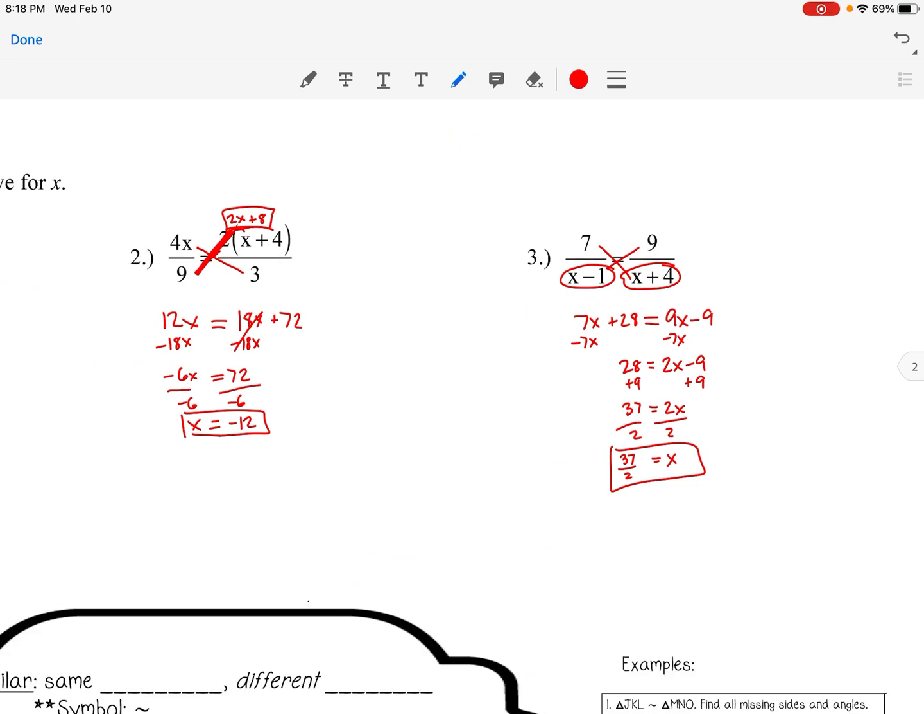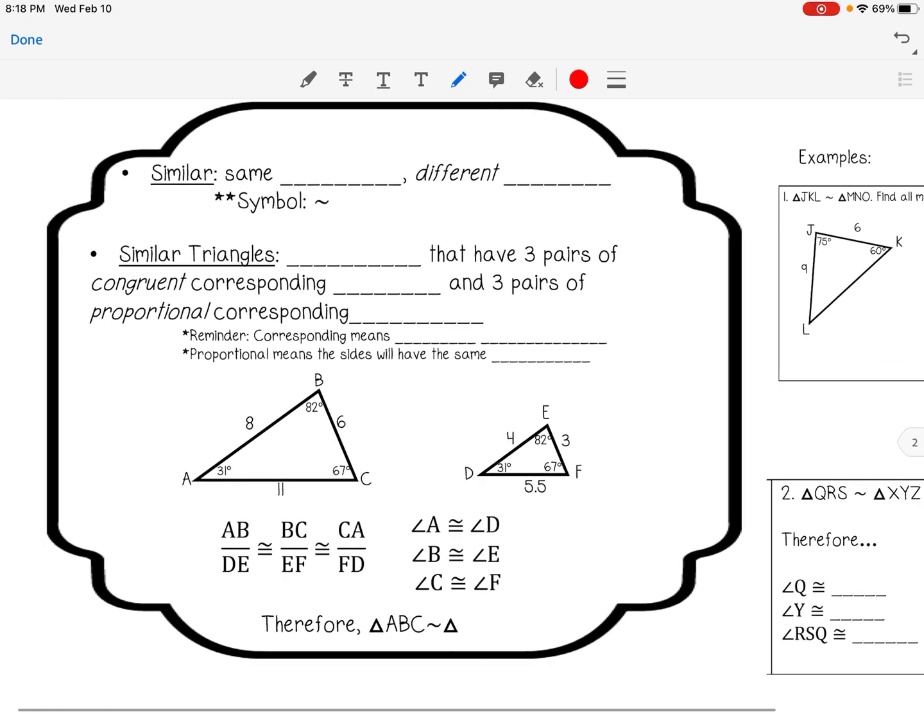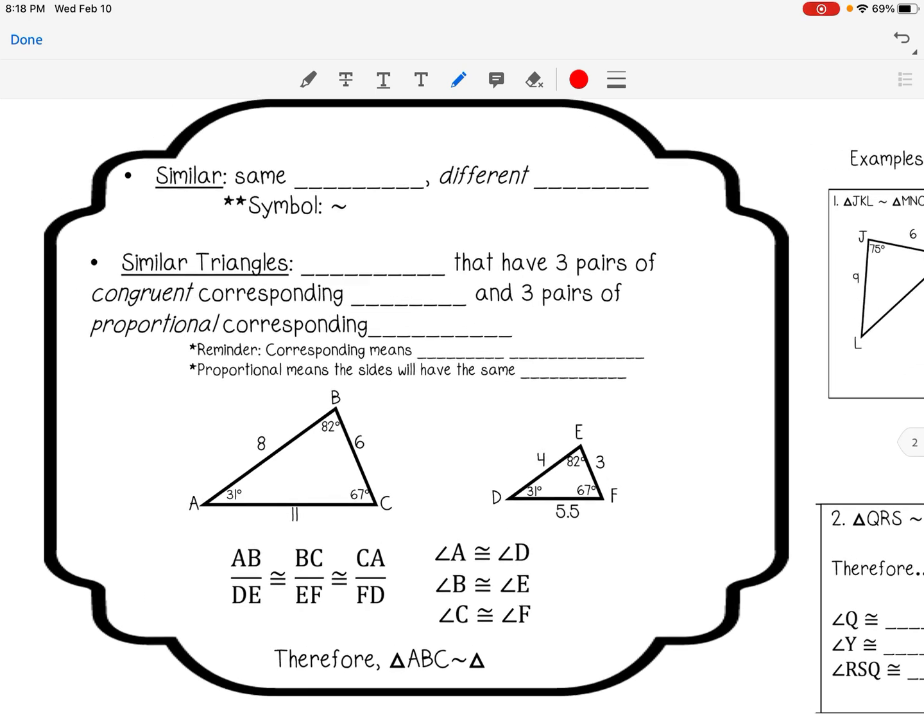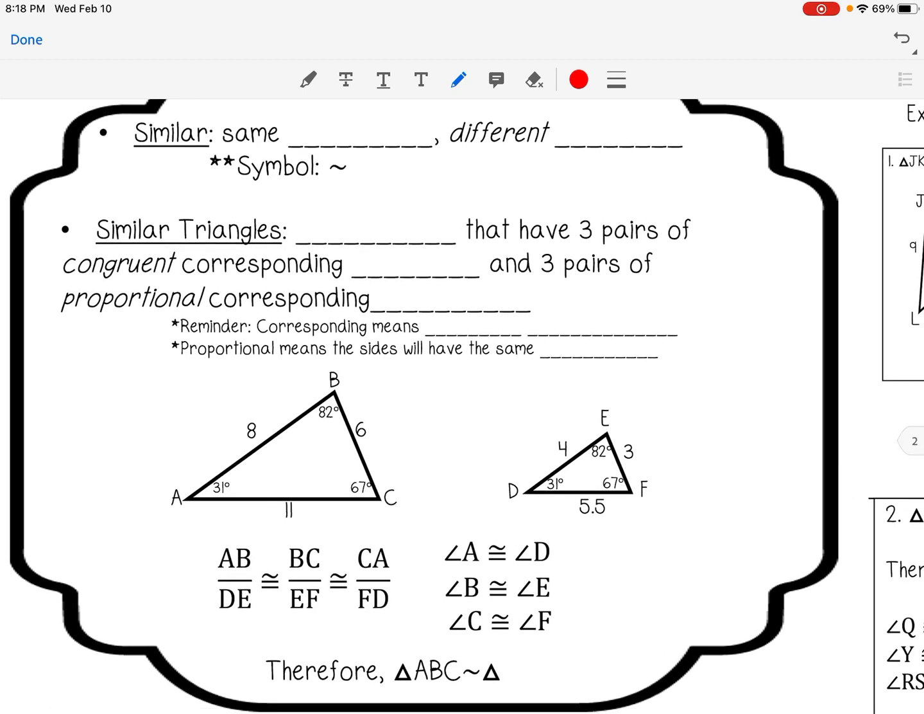We are going to be writing and solving those as we look at our similar figures. So we have similar figures, and again, it's a review. Similar figures have the same angles, but they do have different sides. So again, the angles have to be the same, but the sides are going to be different, but they are proportional. Here's the symbol right here for similar.